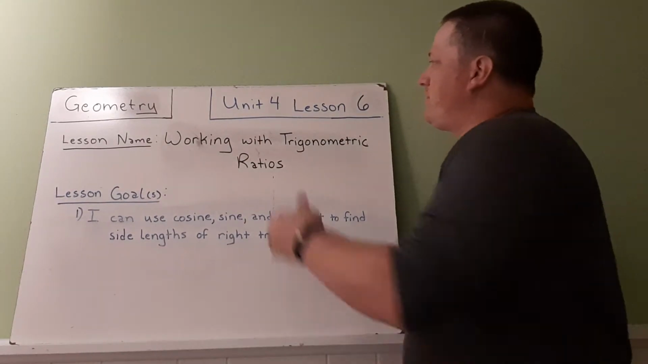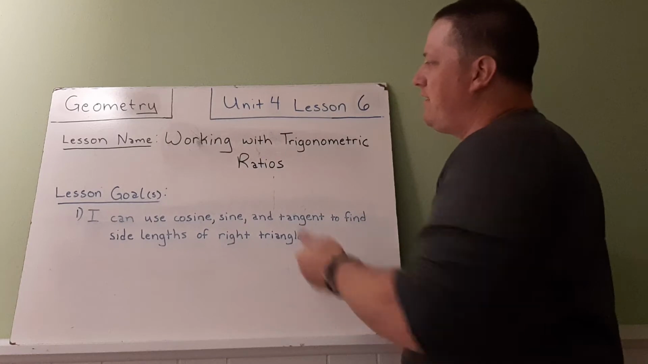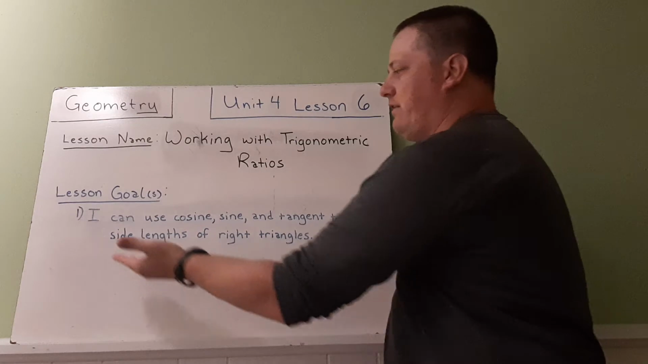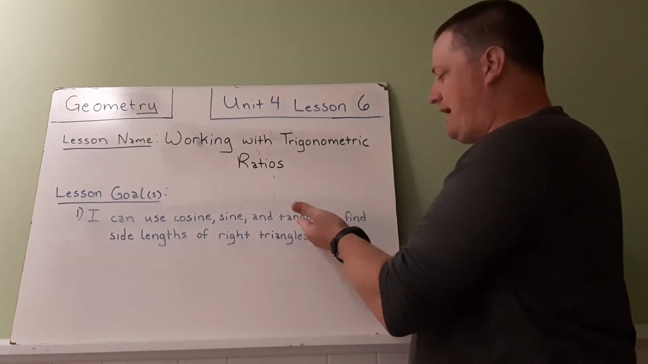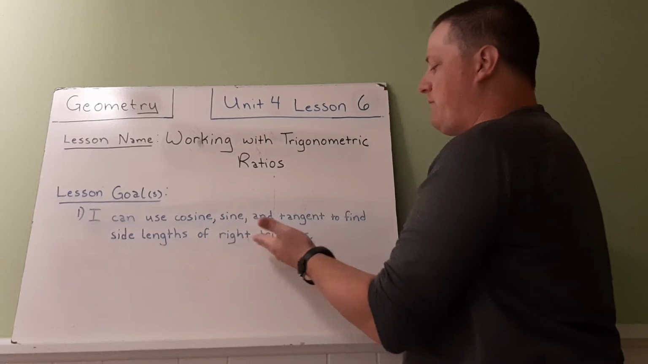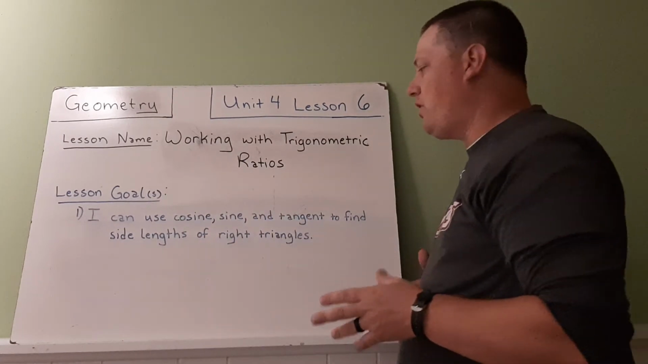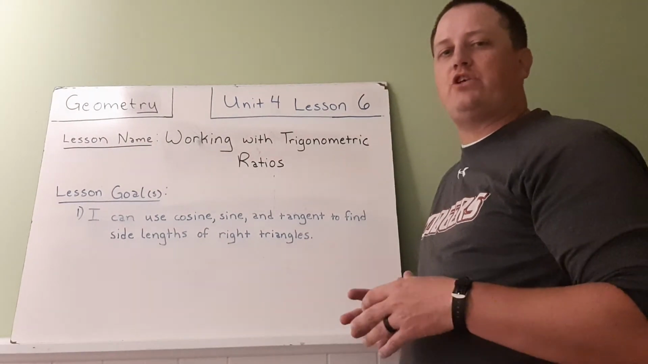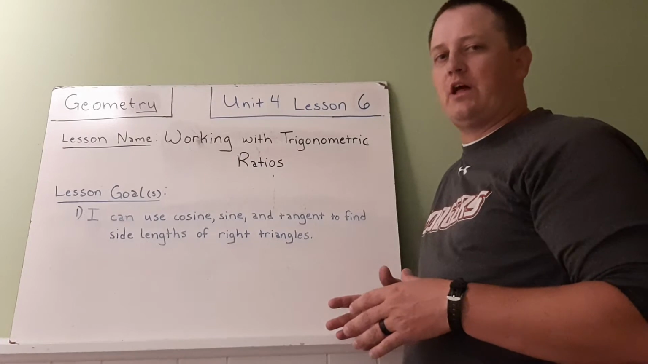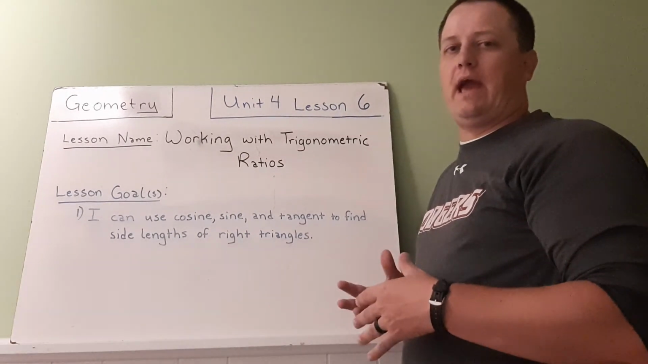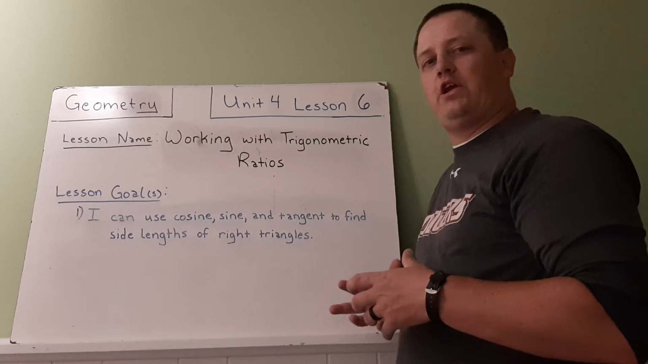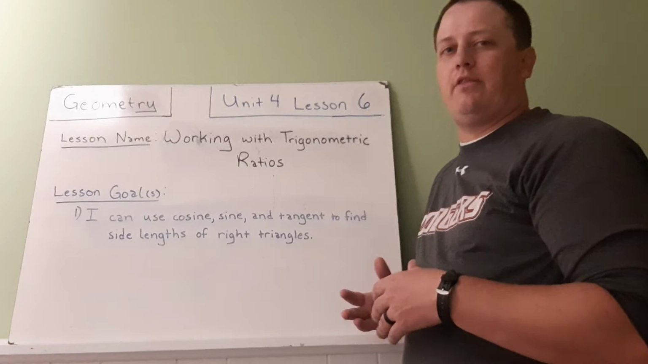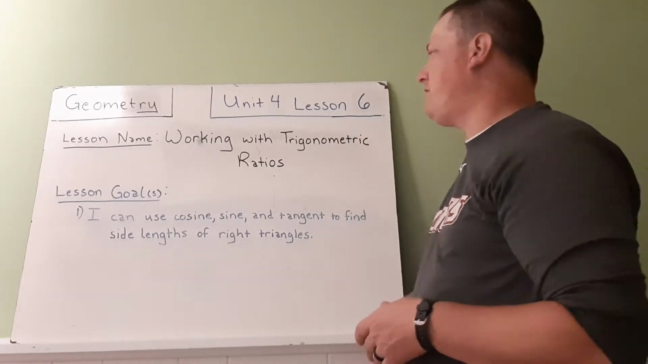All right, geometry students, let's look at Unit 4, Lesson 6, working with trigonometric ratios. So our lesson goal here is I can use cosine, sine, and tangent to find side lengths of right triangles. Cosine, sine, and tangent are the names of the ratios of the sides to each other and how they relate to the angles. So we want to start utilizing those to understand how big an angle is, or how big the ratio is, or the missing sides are.